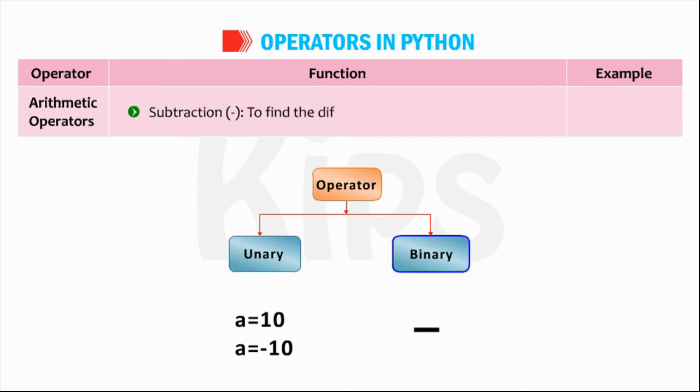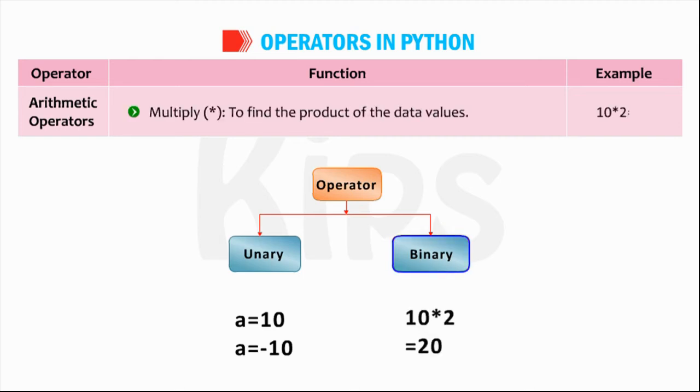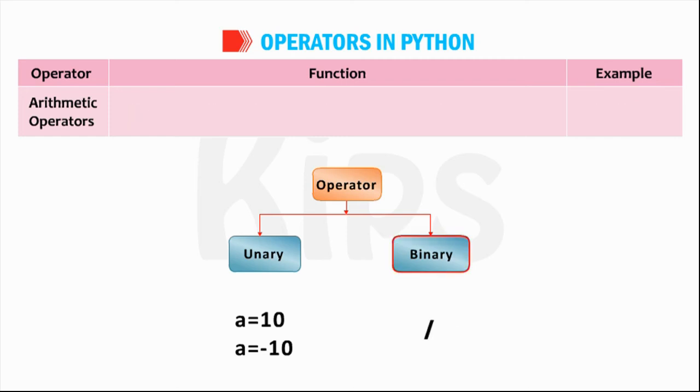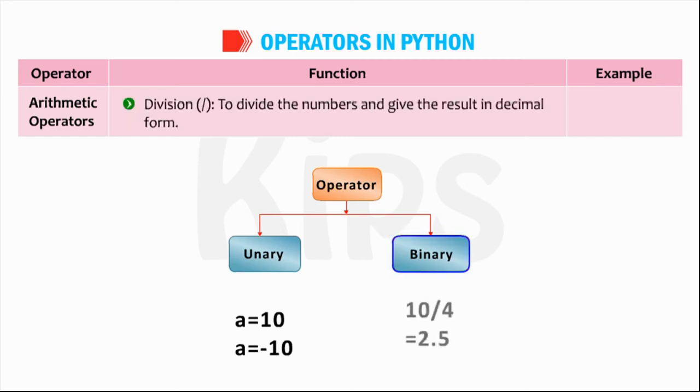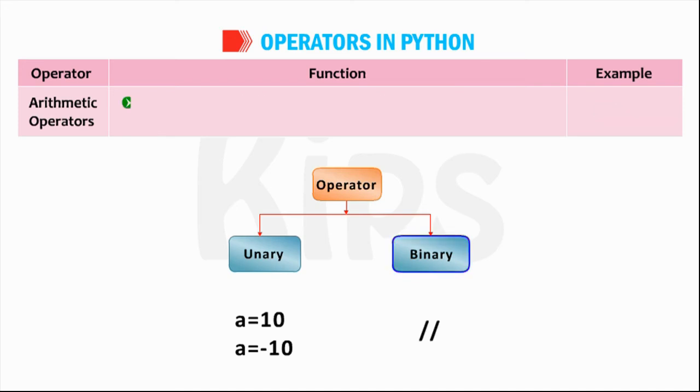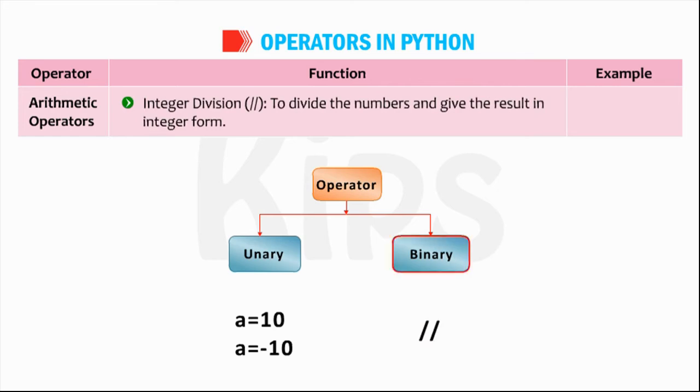Subtraction, to find the difference of the data values: 100 minus 30 equals 70. Multiply, to find the product of the data values: 10 into 2 equals 20. Division, to divide the numbers and give the result in decimal form: 10 divided by 4 equals 2.5. Integer division, to divide the numbers and give the result in integer form: 10 double slash 4 equals 2.